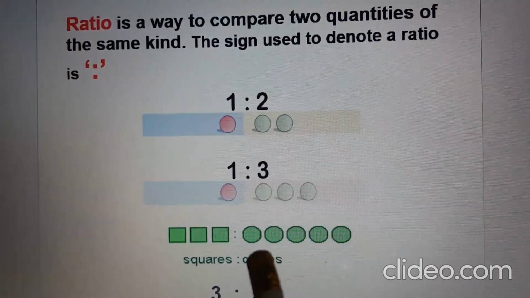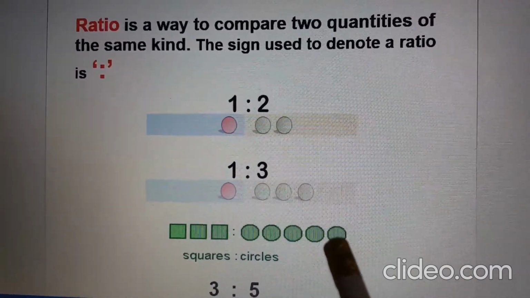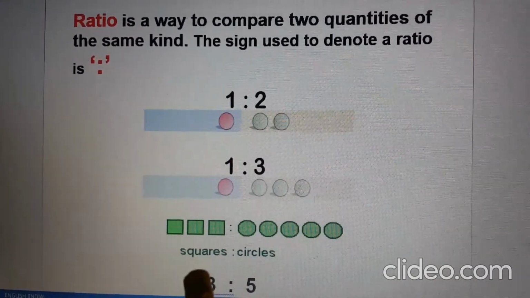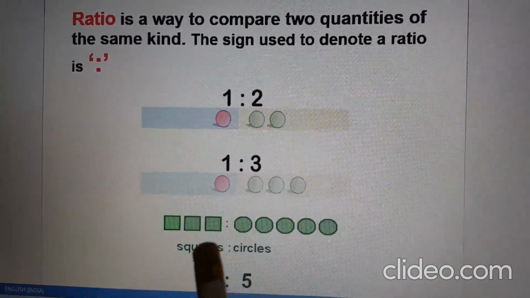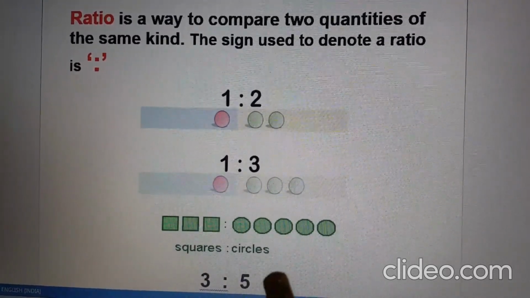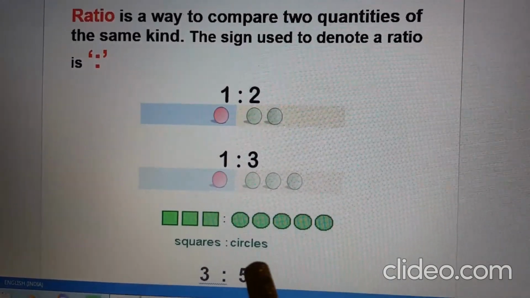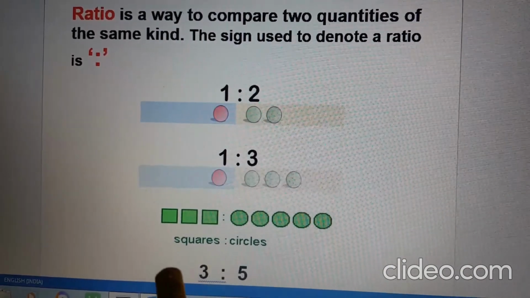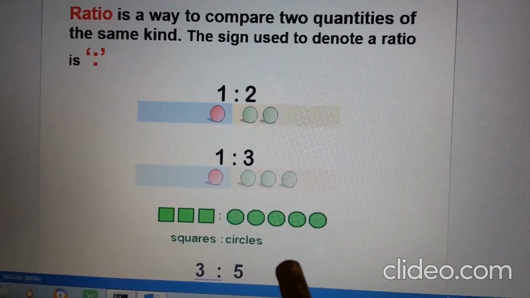Now in the third figure we see 3 green squares and 5 circles are given. We can say squares are 3 and circles are 5, and the ratio of squares to circles is 3:5. Means 3 are squares and 5 are circles. So in the form of ratio, we will write it as 3:5.